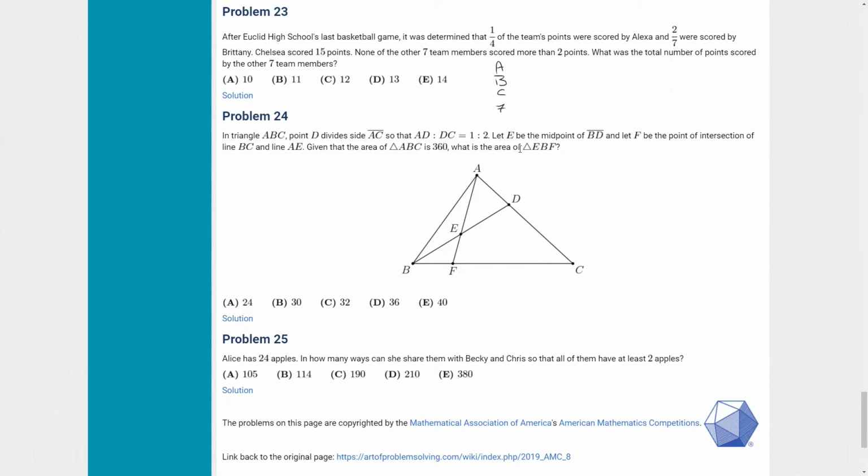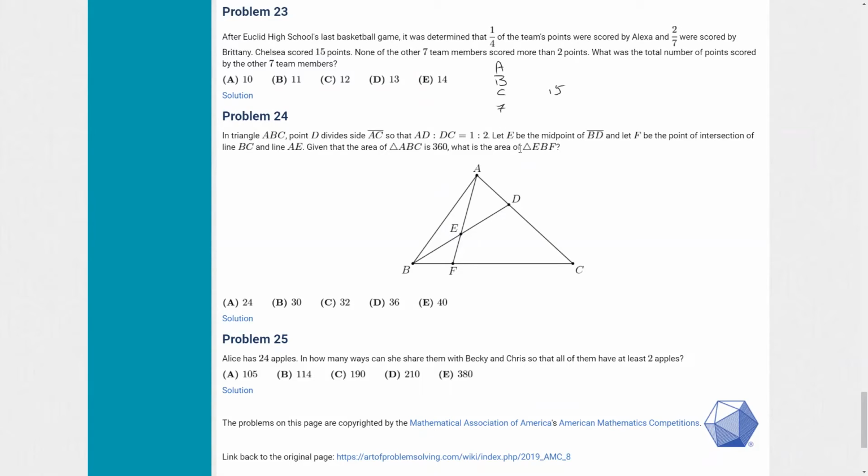So there are 3 groups of people. We have Alexa, Brittany, Chelsea, and the 7 others. Now, the 7 others are limited in the number of points they can score. It says that none of the other 7 teammates scored more than 2 points. That means that the maximum that these 7 other players could have scored is 14. 2 times 7 is 14.